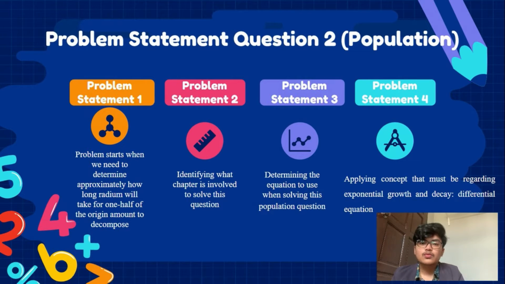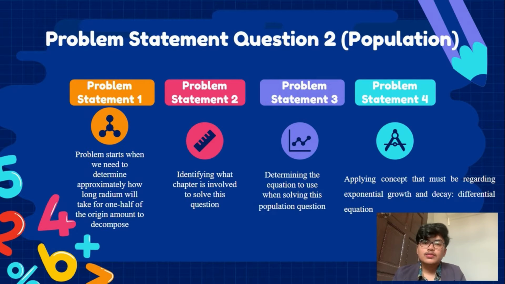For question 2 of population, we need to determine approximately how long radium will take for 1/2 of the original amount to decompose. The information given is that radium decomposes at a rate proportional to the quantity of radium present, and it is found that in 30 years, approximately 1.32% of a certain quantity of radium has decomposed.